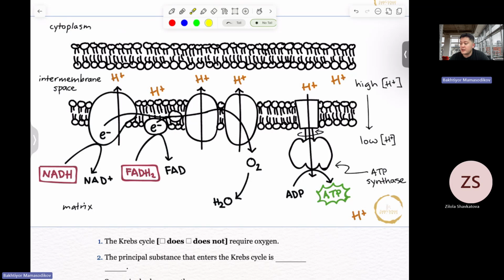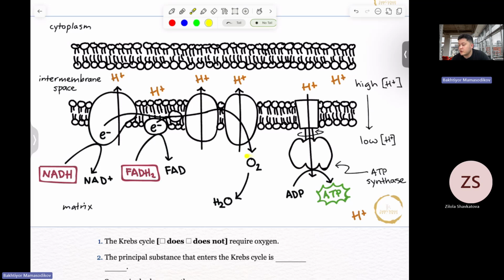Those electrons are going to pump the protons outside. High proton concentration will be outside, low proton concentration will be inside. The difference is the proton motive force. Now these protons want to flow back into the matrix. This is the matrix, this is the outer membrane, inner membrane, and this is the intermembrane space. They want to go inside, so it generates energy, ATP, after that.